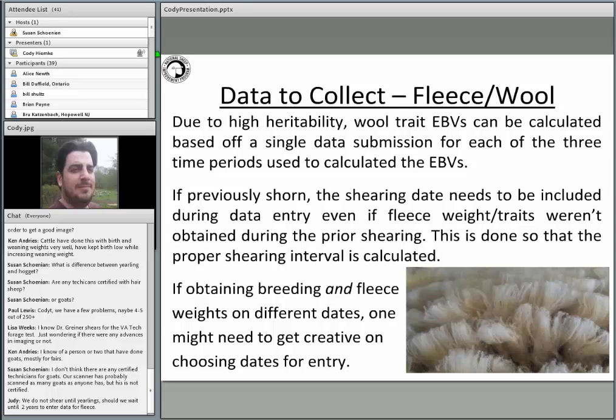We do not shear until yearling. Should we wait until 2 years to enter data? Actually, Judy, my thought with that would be to enter your yearling data, because 2 data points will be better than 1. So if you enter your yearling data and then your 2-year data, you'll be able to get the 2 data points in there.